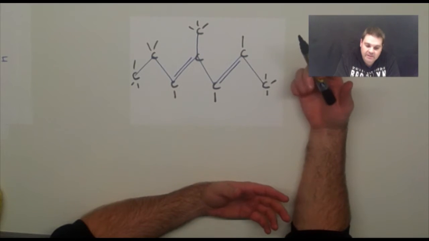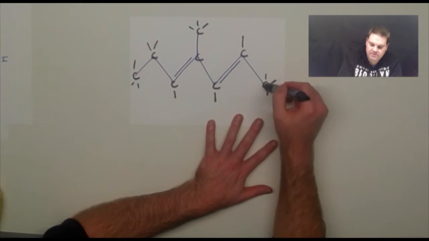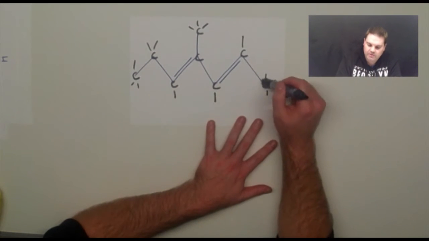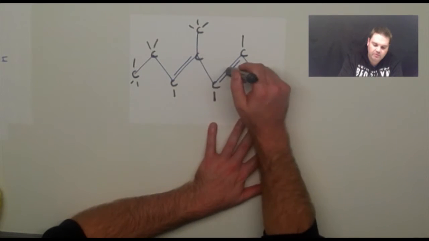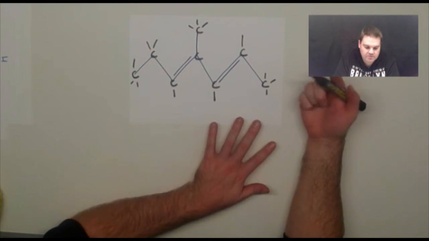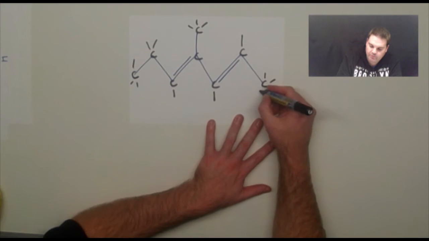So again, you look for your longest carbon chain. Pretty simple. 1, 2, 3, 4, 5, 6, 7. So the longest chain we have is 7. Look for your functional groups, which is your alkenes in this case, and we start numbering from the end closest. So this is 1, 2, third carbon, second carbon. So we're going to number from this one.